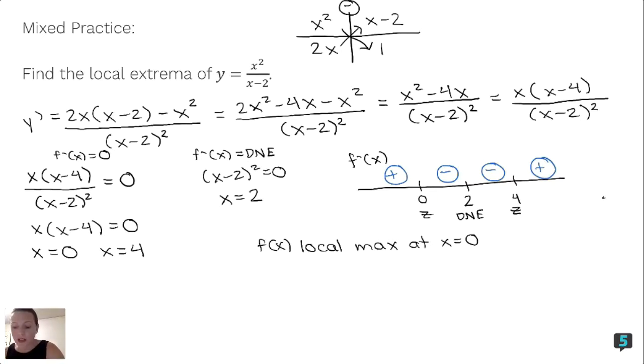If I plug 0 back into my original function, I'm going to get 0 squared over 0 minus 2, which is going to give me 0. So f of x has a local maximum of 0.